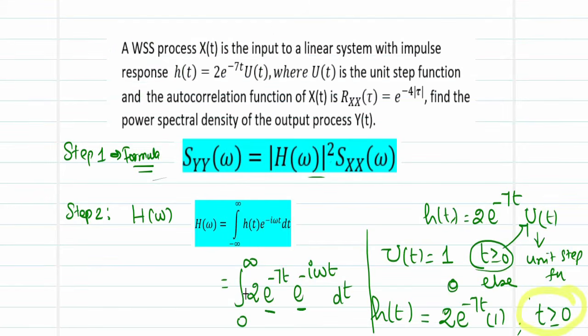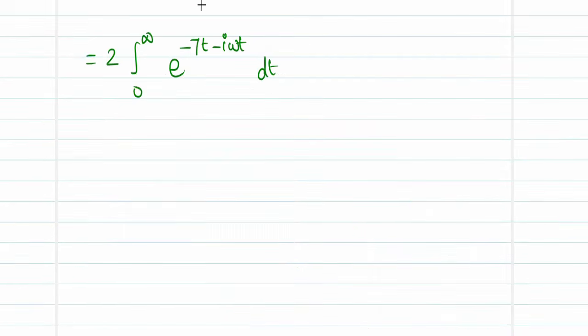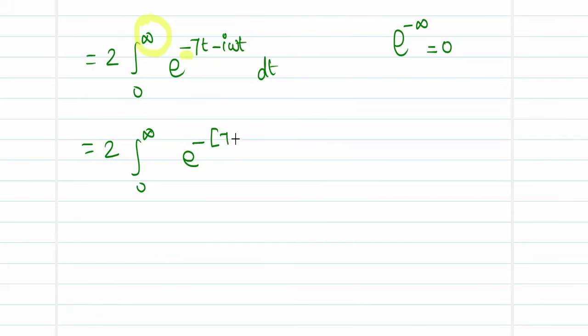So this is my rule or hint number 1. Hint number 2: whenever I have infinity as my limit over here, then I will have to keep a minus sign outside my exponential so that e power minus infinity turns out as 0. So following this hint, I take this minus sign outside, leaving me with 7 plus j omega times t. This has to be negative, hence this has to be positive. So minus of 7 plus j omega into t into dt. So this is my quantity. Now let me integrate it.